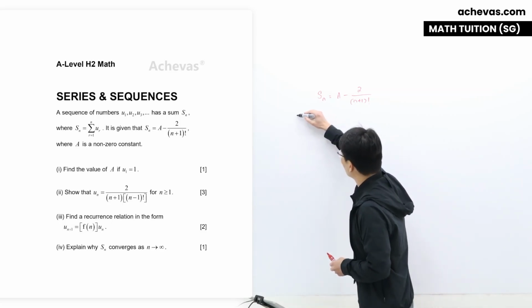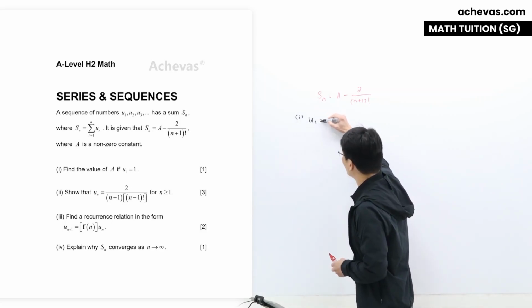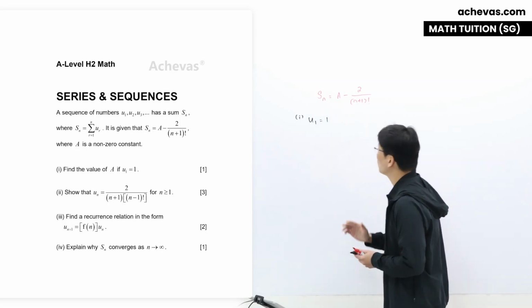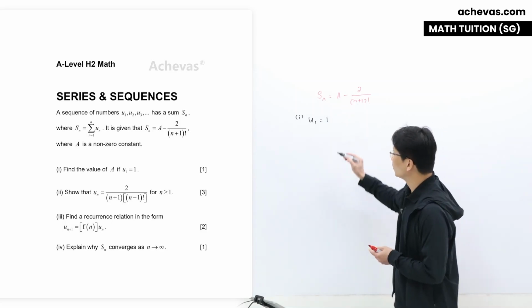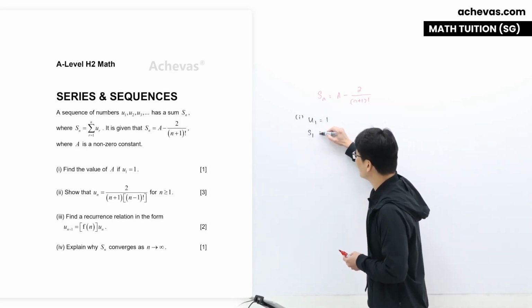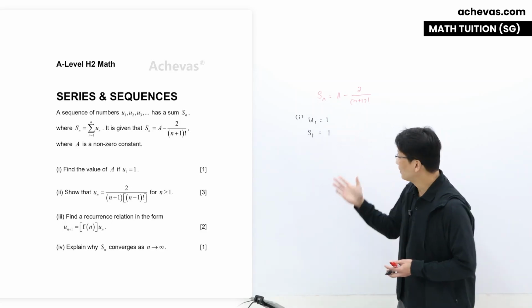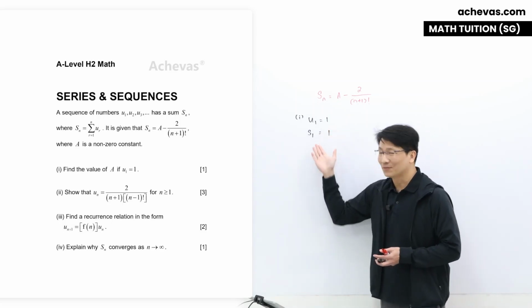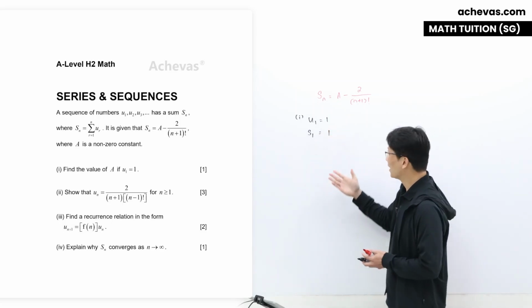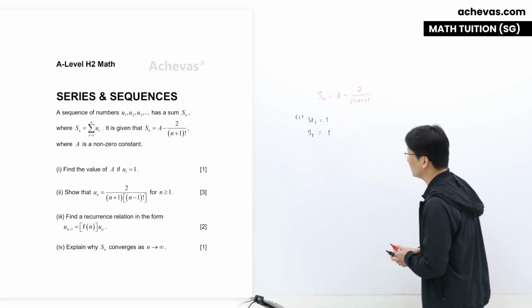So it's given to us that u1 is equal to 1. And we can also conclude that since u1 is equal to 1, S1 is also equal to 1. I mean, it makes sense. This is the first term. The sum of the first term is just the first term. So therefore, they have the same value.